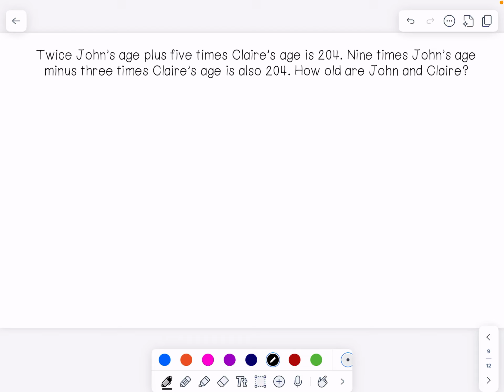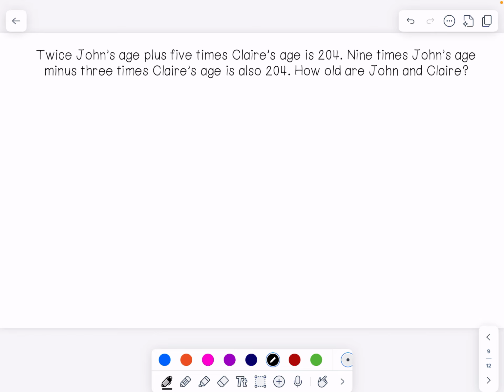So in the second video of this series, we're going to be looking at another linear application systems problem. This is one of those problems that I often think about showing up on the SAT or the ACT or any type of standardized test. And it really kind of reads like a riddle, but the more we think about it, it's just a linear system. So here it says, twice John's age plus 5 times Claire's age is 204. 9 times John's age minus 3 times Claire's age is also 204. How old are John and Claire?